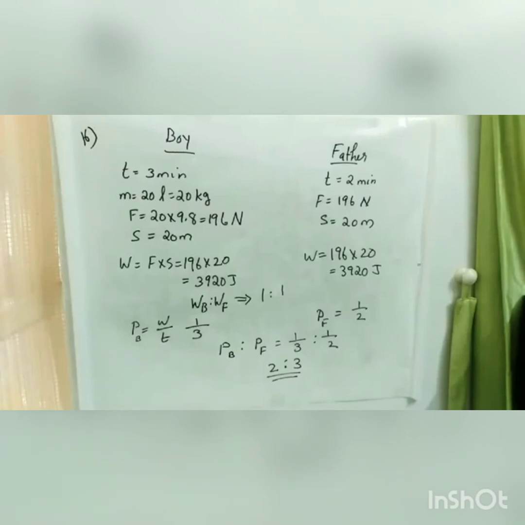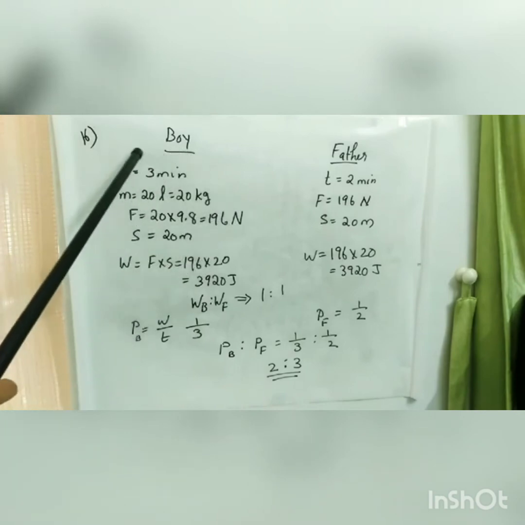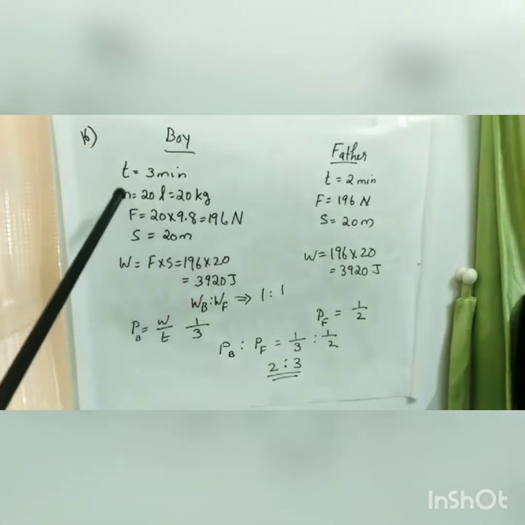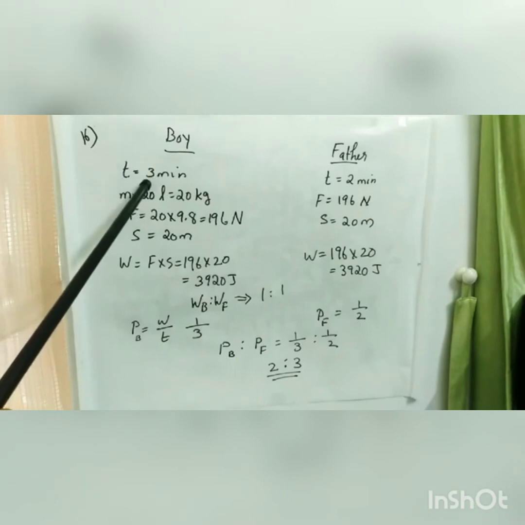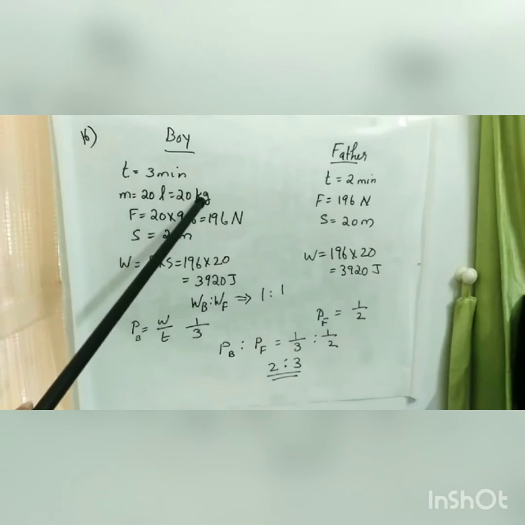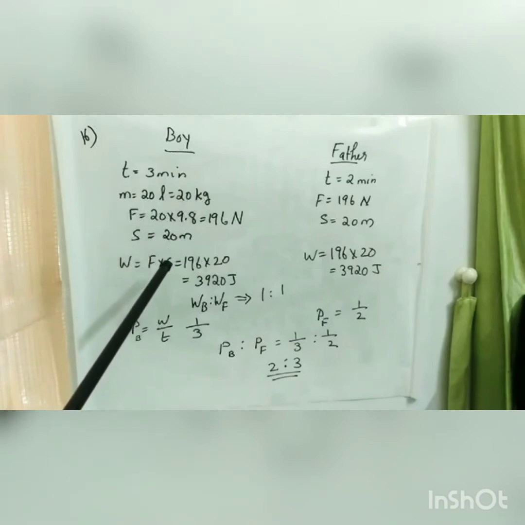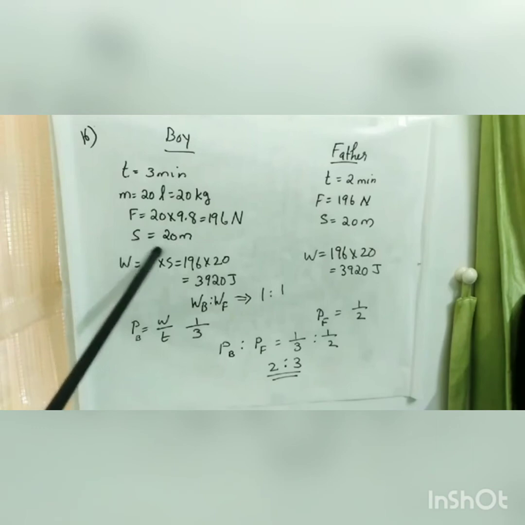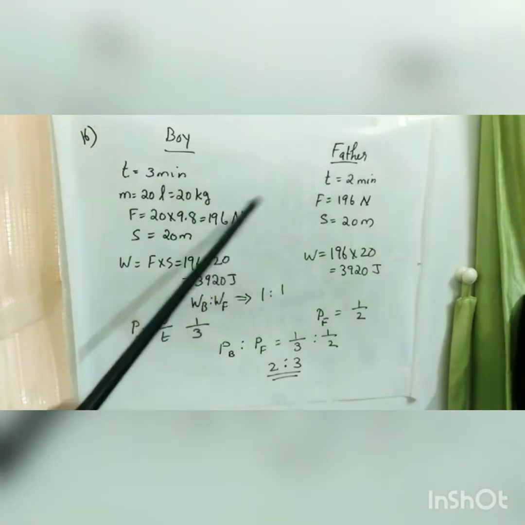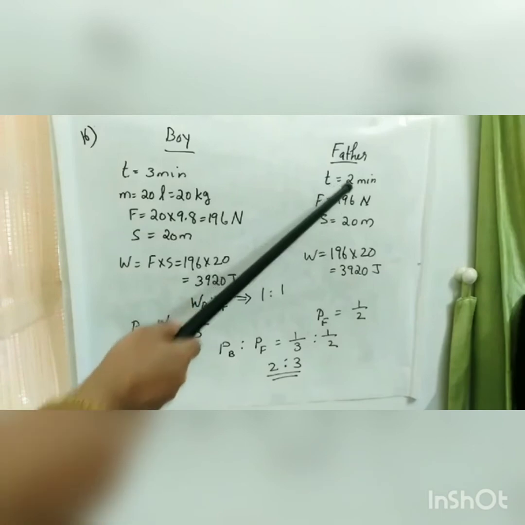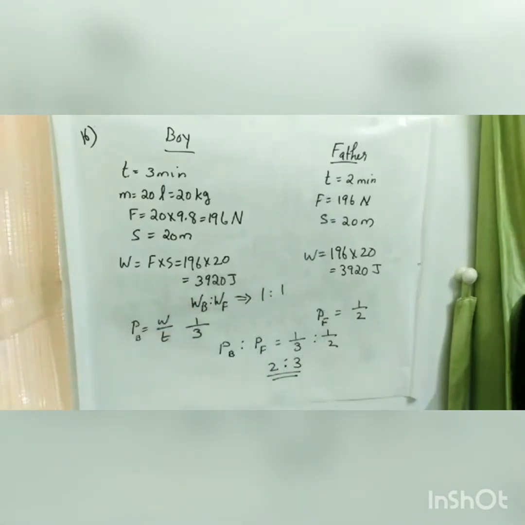So the last question is, a boy takes 3 minutes. Here we are going to compare the work done by the boy and his father. A boy takes 3 minutes to lift a 20 liter water bucket, 20 liter, that is 20 kg, from a 20 meter deep well. Distance is 20 meter. While his father does it in 2 minutes. So the boy takes 3 minutes, his father takes only 2 minutes. Compare their work and the power developed by them.